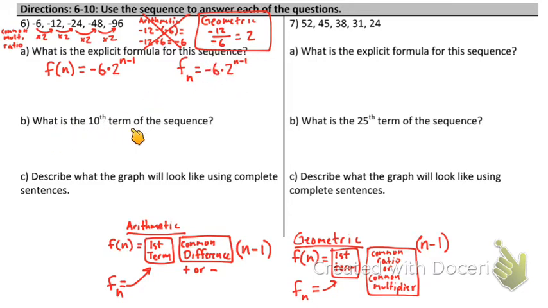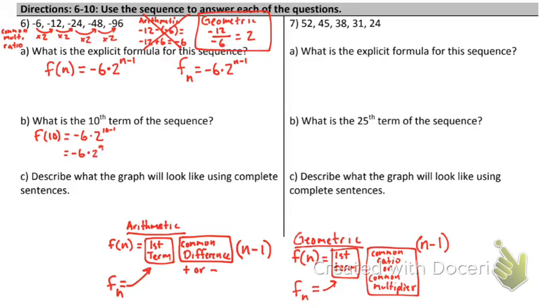Now we want the 10th term, so that means I'm going to plug in the number 10 for n. Okay, you're probably going to need a calculator here. So the 10th term of my sequence or my function is -6 times 2, and it's 10 minus 1. Okay, so let's do this math. It's going to equal -6. Remember, do not multiply first. You got to do exponents first. So it's -6 times 2 to the 9th power.